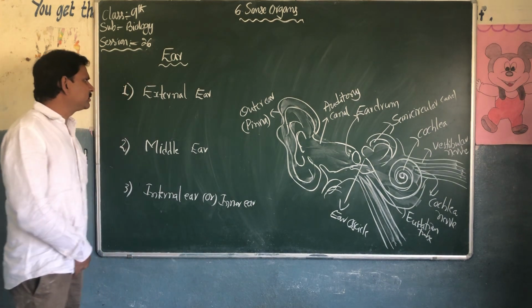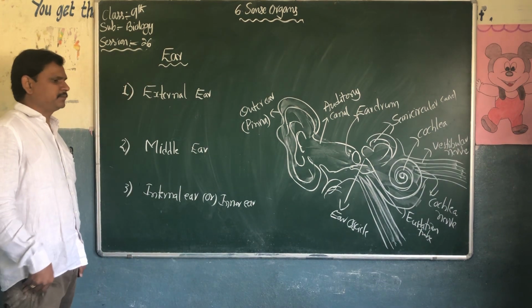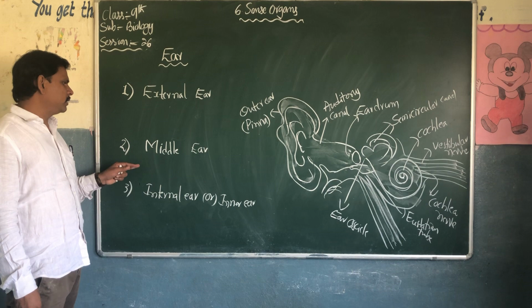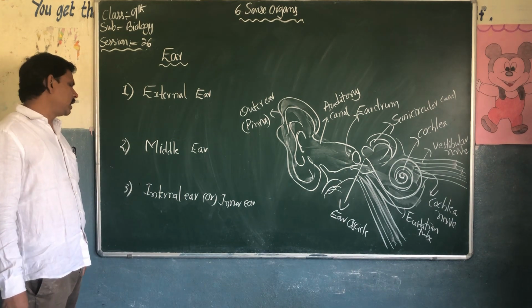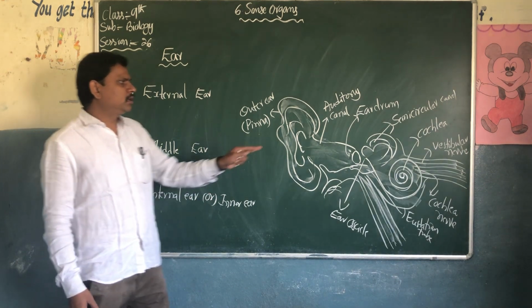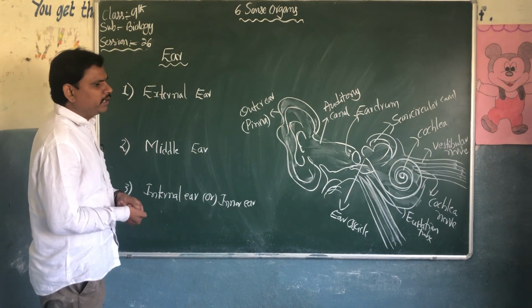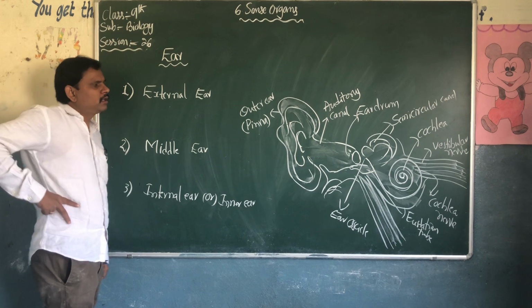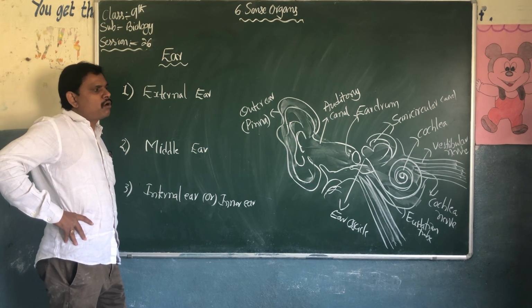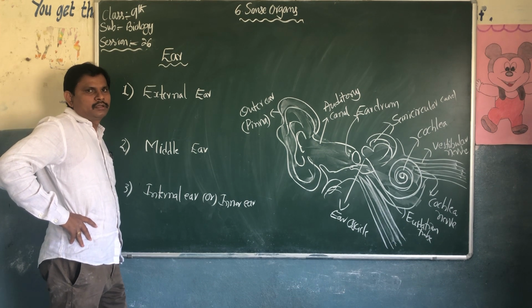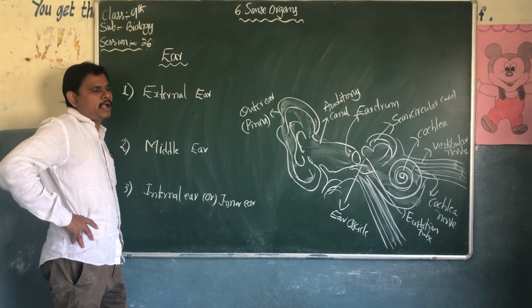So here we can divide the ear into three parts. One is the external ear, another is the middle ear, and the last one is the internal ear. What are the parts present in the internal ear? Come to the external ear. The external ear is the outer ear. It is also called the pinna.